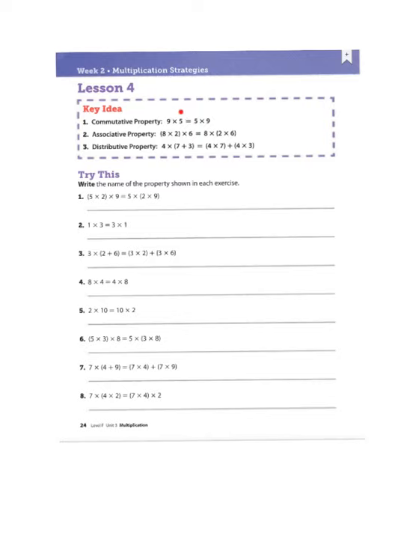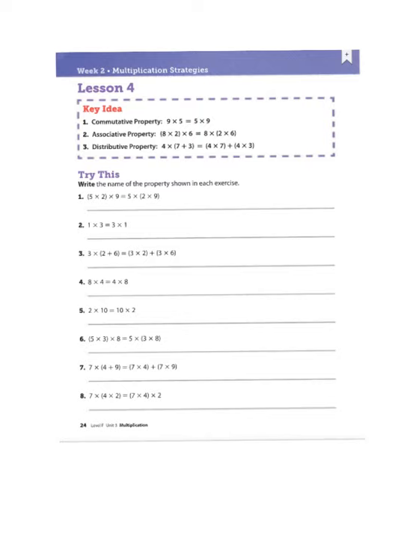The commutative property, if you notice, 9 times 5 equals 5 times 9. Here in the commutative property, all they do is flip-flop the problem, and there's no parentheses, okay? So if you can remember, commutative property, no parentheses, and they just flip-flop the problem around. Now, when you do 9 times 5 and 5 times 9, you're going to get the same answer.